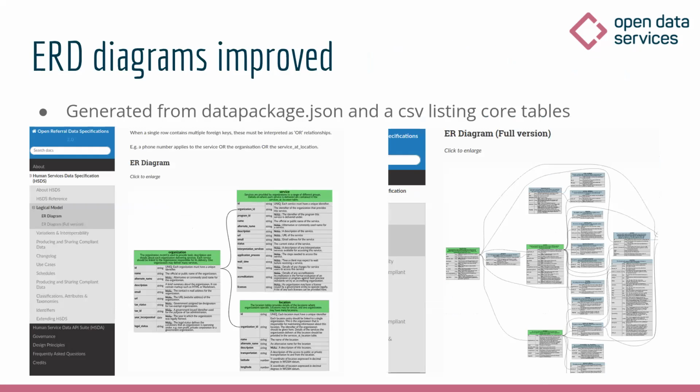The other thing is we've improved the ERD diagrams. There's a new core diagram that only shows the key tables. And then in the full diagram, we've got color coding between the core tables and the other tables. And again, this is generated from the data package.json and a little CSV file listing core tables. So it's kept in sync.